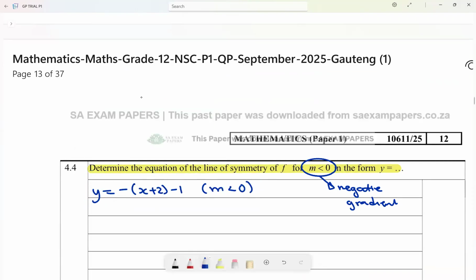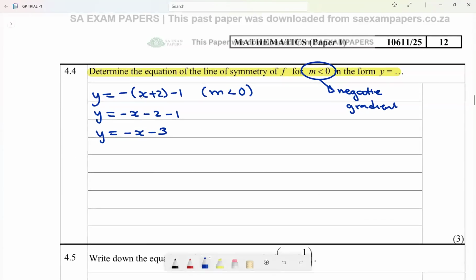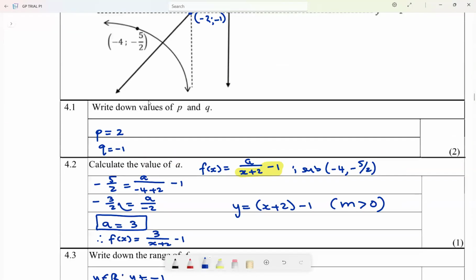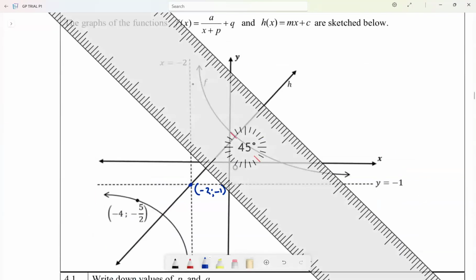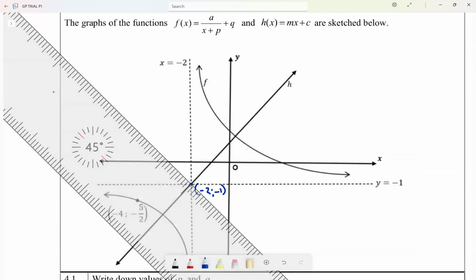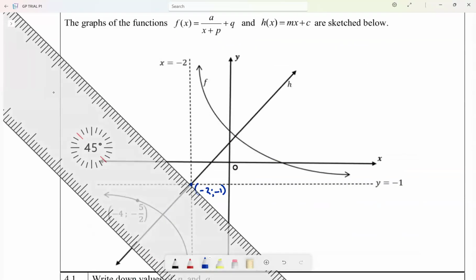And then I now become a mathematician. y is equal to negative x minus 2 minus 1. And then y is equal to negative x minus 3. I'm done. Or I can use y is equal to mx plus c. Remember, the one with a negative gradient will pass through this point here. It will pass through the point of intersection between our asymptotes.